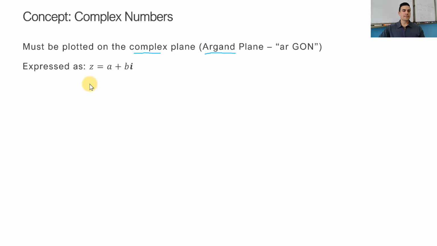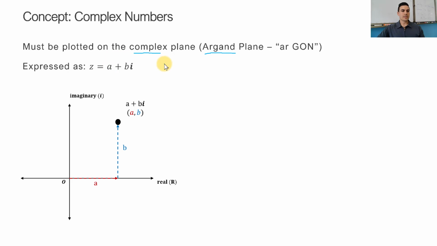So if I have a complex number z, that is going to be expressed as a plus bi. Now remember, a is going to be the real part of that, and b is going to be the imaginary part of my number. That is a complex number that is composed of real and imaginary parts.